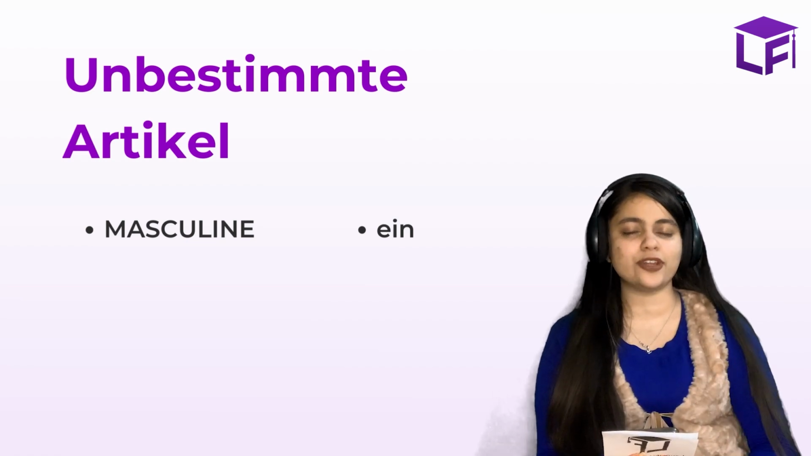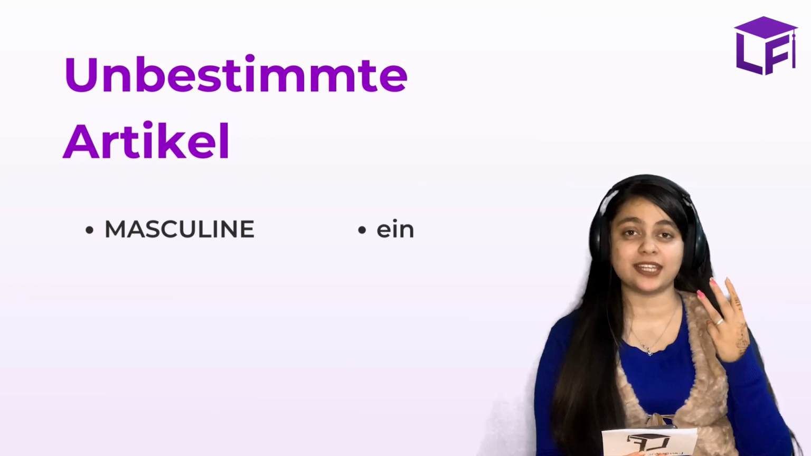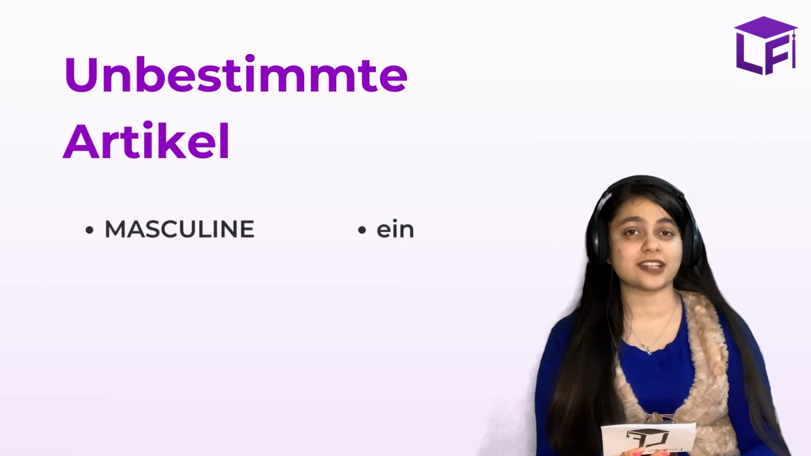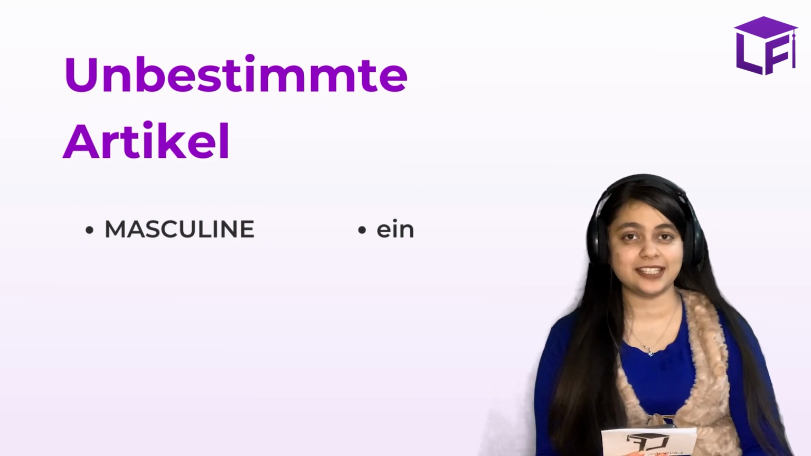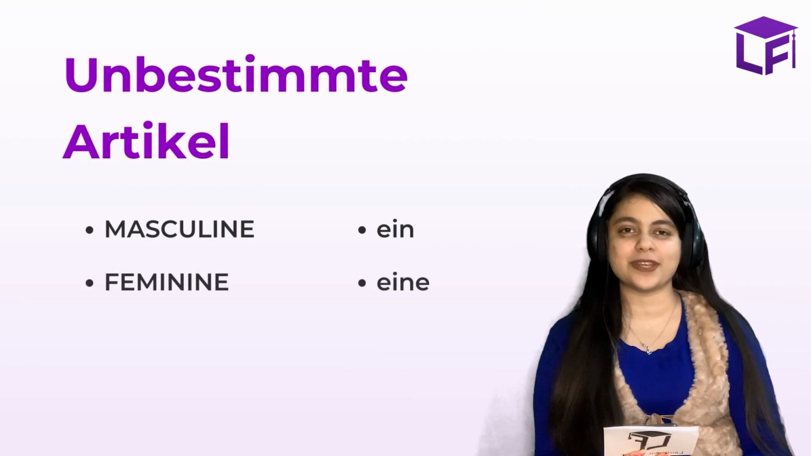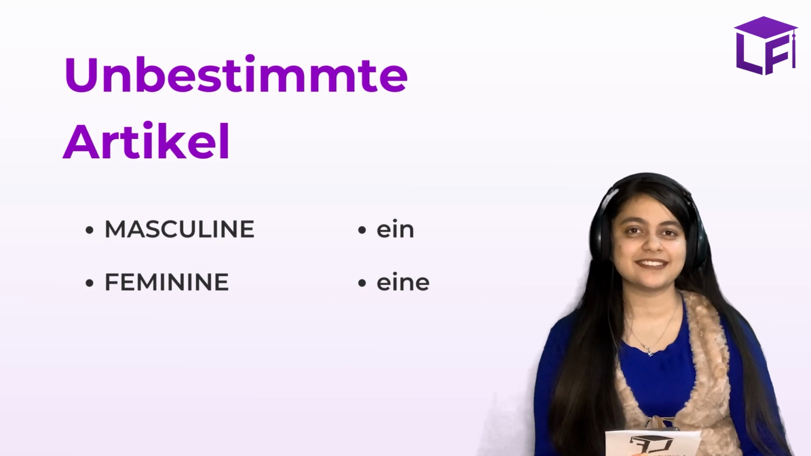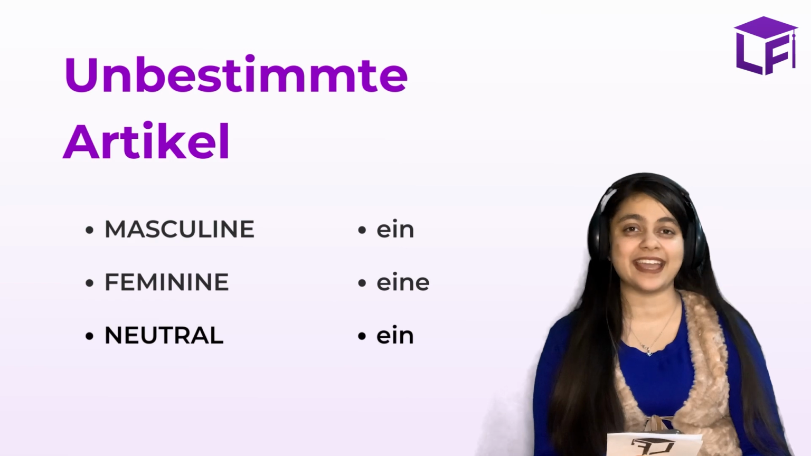This is how the unbestimmte articles go. Again, talking about the three genders, the unbestimmte article for the masculine gender is ein. For the feminine gender, the unbestimmte article is eine. Then for the neutral, the unbestimmte article becomes ein, similar to the masculine one.